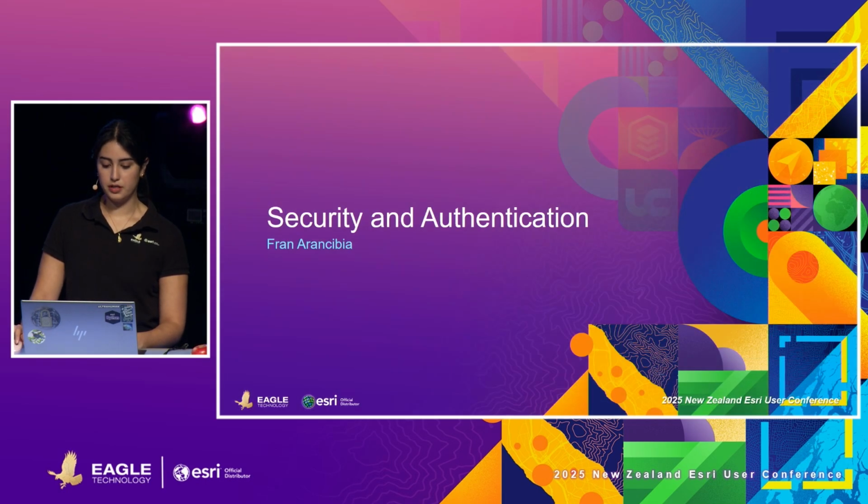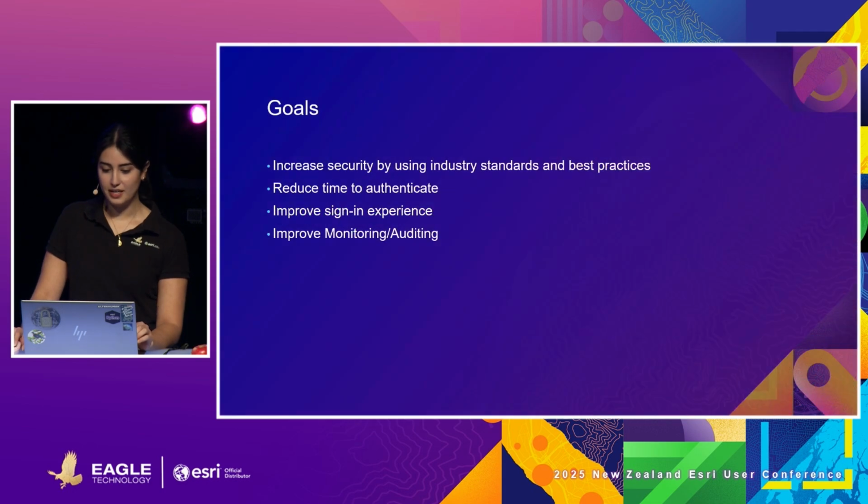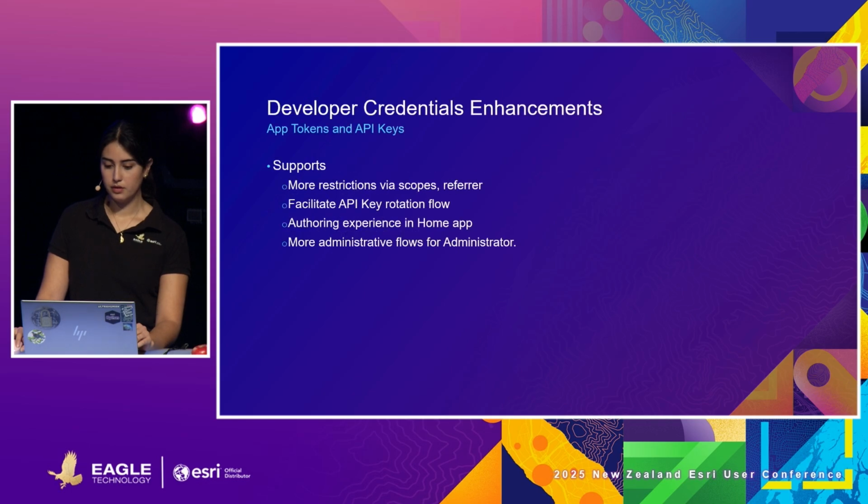So I'll just go through security and authentication quickly because we're running out of time. But these are some of the points that we'll cover. ArcGIS Online now supports enhanced developer credential management through more restrictions via scopes and referrers, allowing finer-grained access control for API keys. There's a facilitated API key rotation flow, making it easier to rotate and manage keys securely. Improved authoring experience in the home app, streamlining credential setup and integration. And expanded administrative flows for administrators.